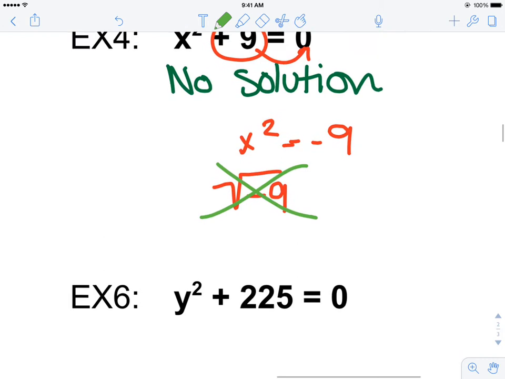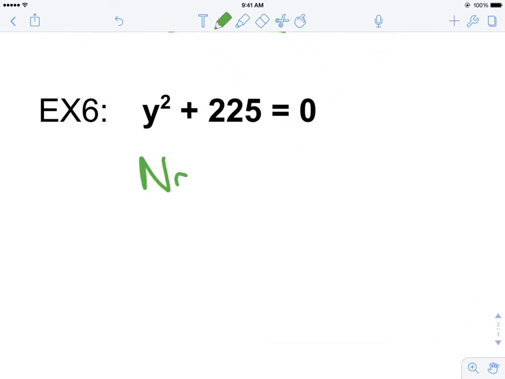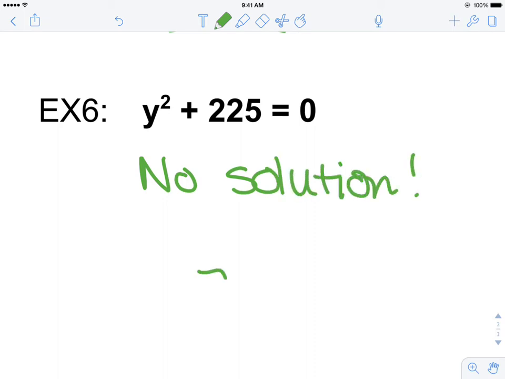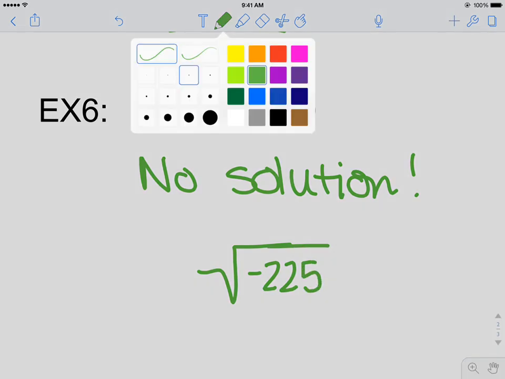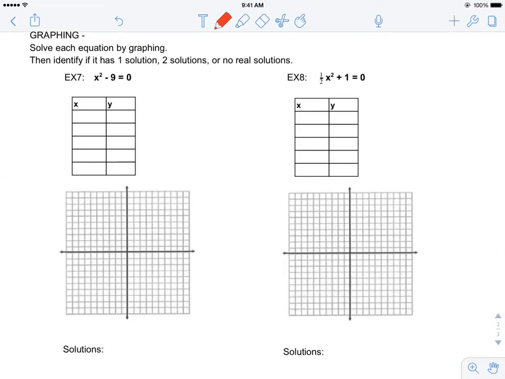So now if I look at the next problem, I see that I get the same situation and I have no solutions here, because I would need to take the square root of negative 225, which looks like it's possible. You think it might be 15, but you cannot take the square root of a negative number. Not possible. Therefore, you're stuck. Can't do anything.